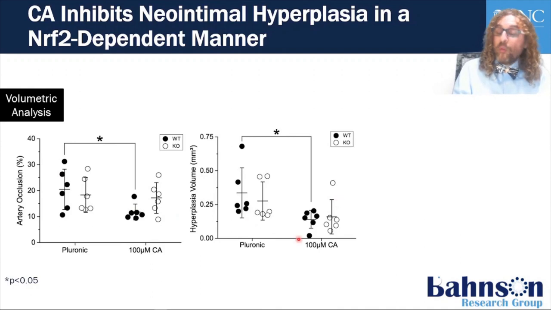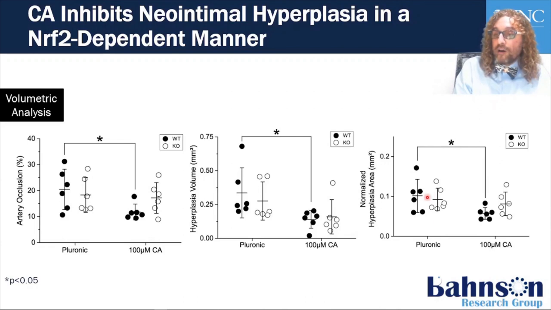So one thing to consider here is that hyperplasia volume here is all the length that has been injured. One way to normalize that is to divide that volume by the extent of injury, and that is the average area of cross-section of neointimal hyperplasia. And when we normalize for that, this difference is maintained with a decrease in hyperplasia only in the cinnamic aldehyde-treated wild-type animals, but not knockout animals.